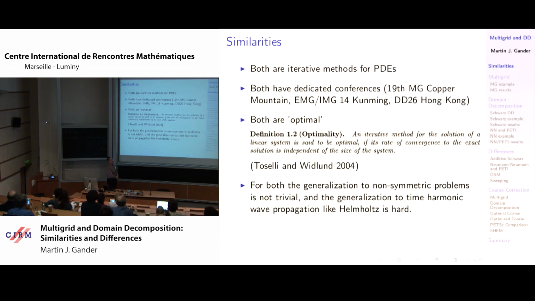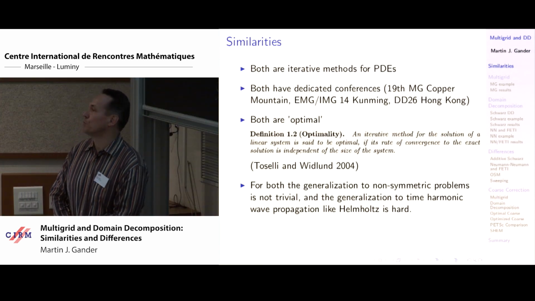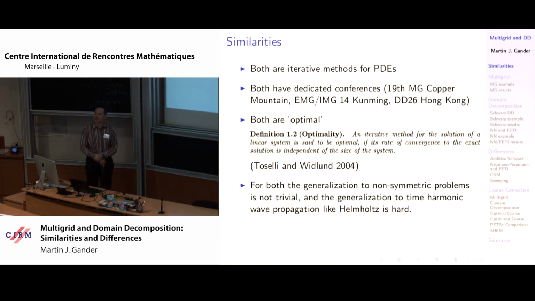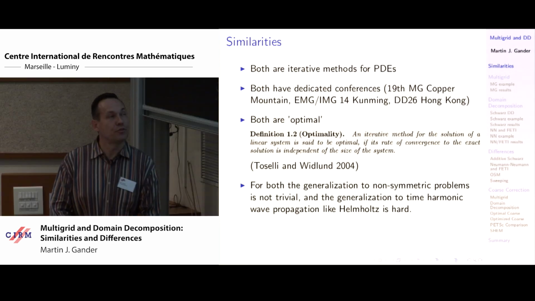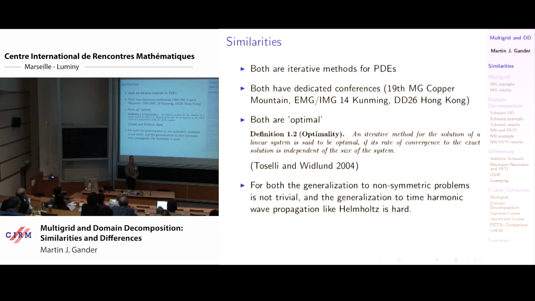So this optimality result is based on the Laplacian, basically. The generalization of this method to non-symmetric problems, advection, diffusion, for example, is not trivial. And to wave propagation problems, the generalization is hard for both types of methods. For domain decomposition, we've seen there is quite some progress. For multigrid, it's basically stuck. There is no good multigrid method for wave propagation that I know of.